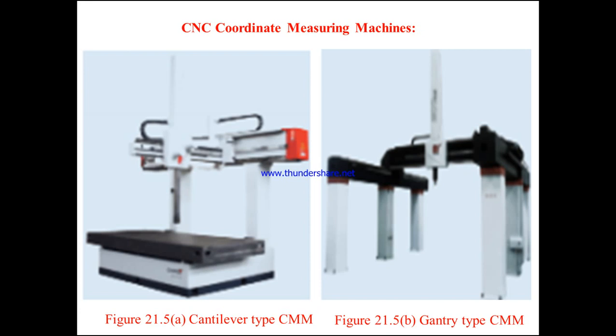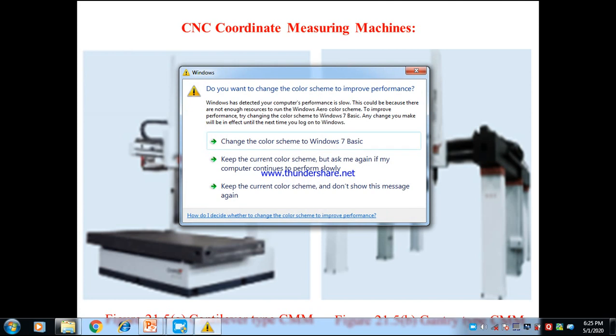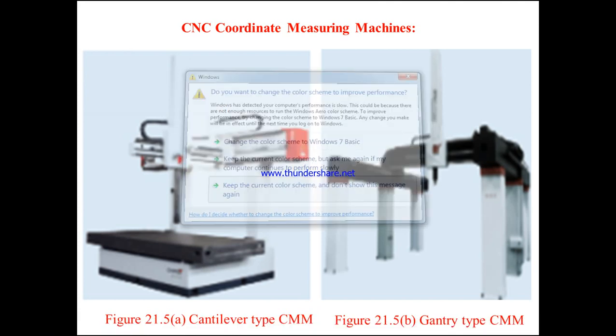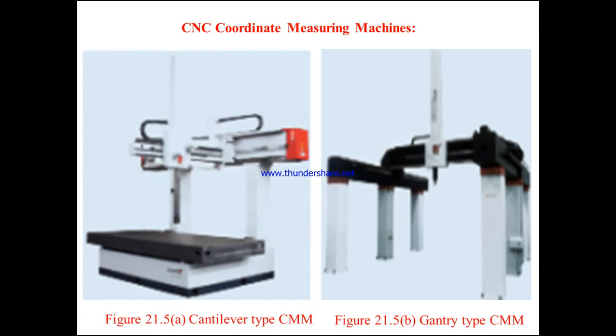So here we are going to have the coordinate measuring machines which are of two types. One is cantilever type and another one is gantry type. So cantilever type, in which we are going to have a cantilever like beam which will be moving to and fro in x, y and z directions.